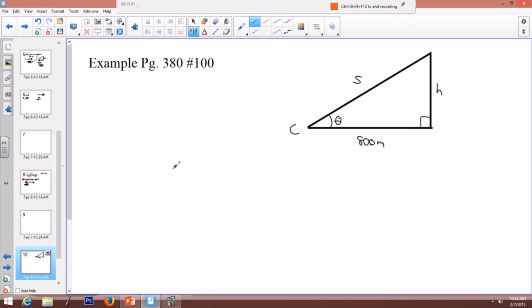And if I were to write an equation relating s and theta, well, I only have one constant. I have that 800 meters. I won't be using h because I don't want to introduce an additional variable. I've already got two to deal with. So if I look at these three things, I've got my hypotenuse, I've got my angle, and I have my adjacent side. And so to me, that says cosine right off the bat. So I say that the cosine of theta is equal to 800 over s.